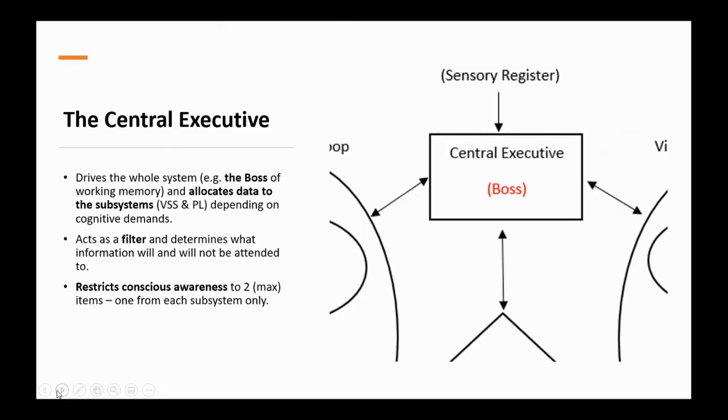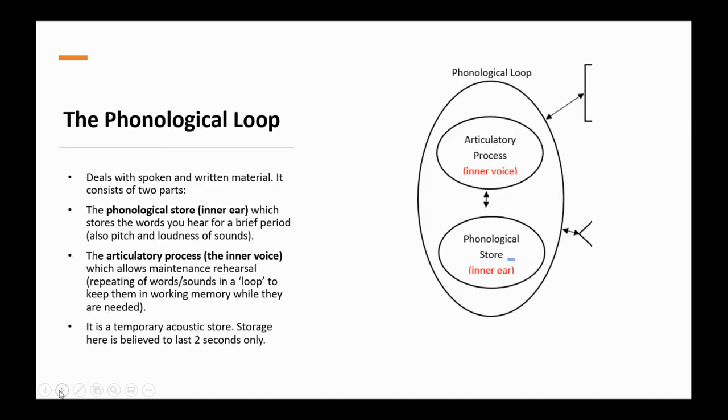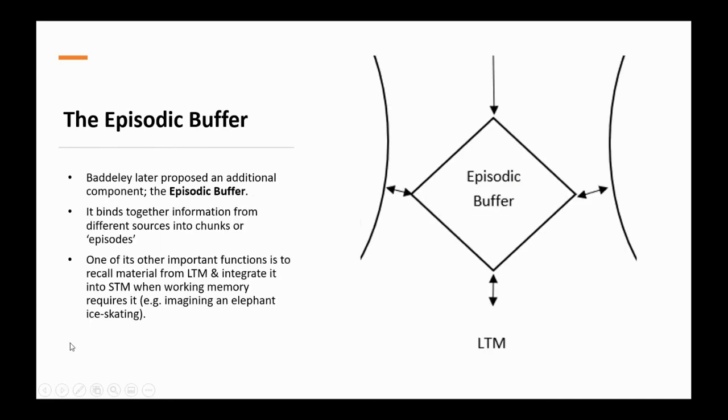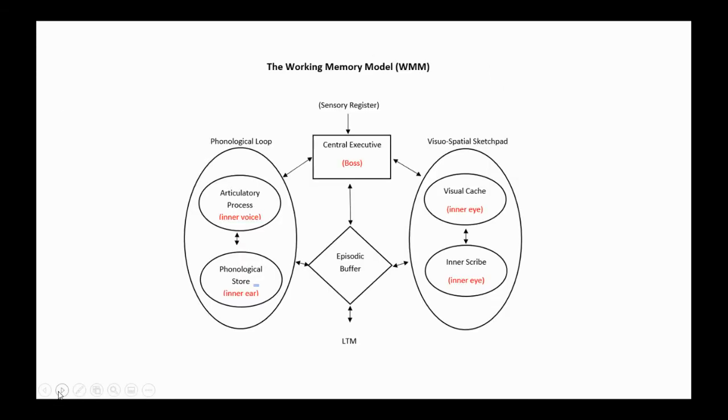So you've got different parts of the working memory model. You've got the central executive, which is in charge of the system and restricts conscious awareness to 2 items, one from each of the subsections, and acts as a filter for information. The phonological loop is your inner ear and your inner voice. So it deals with spoken and written material. It's a temporary acoustic store. You've got your visuospatial sketchpad, the inner eye and the visual cache, which looks at written information. And you've got the episodic buffer, which helps integrate information from the different stores. So that is your working memory model.